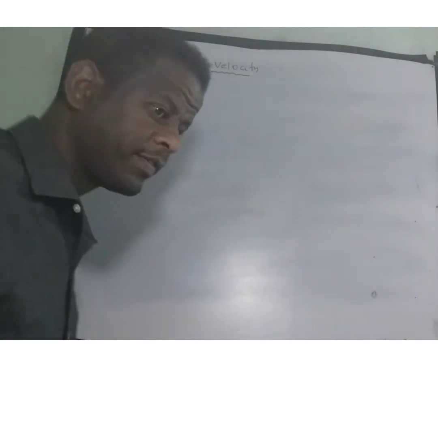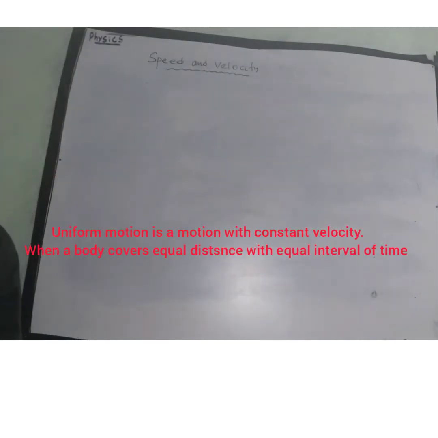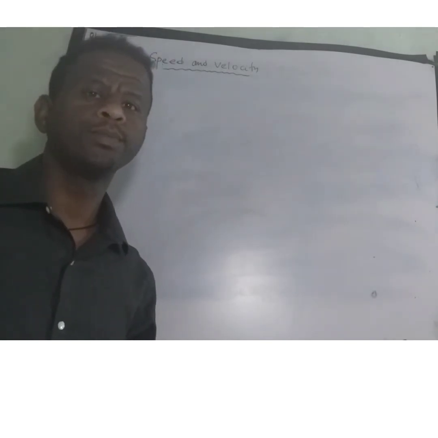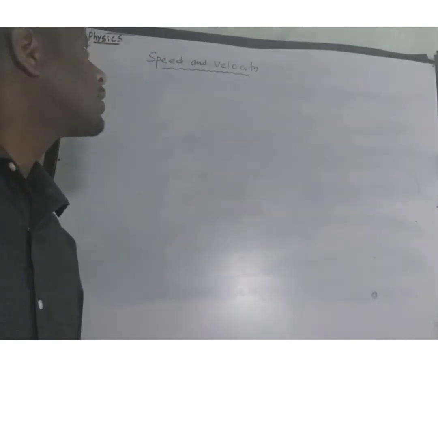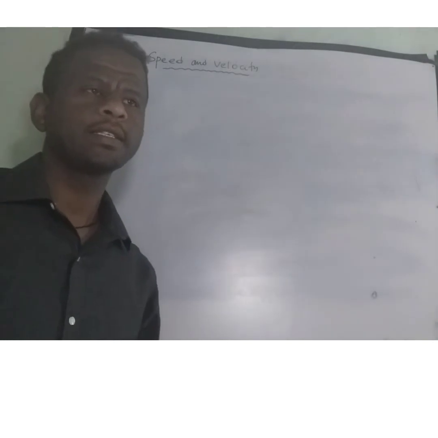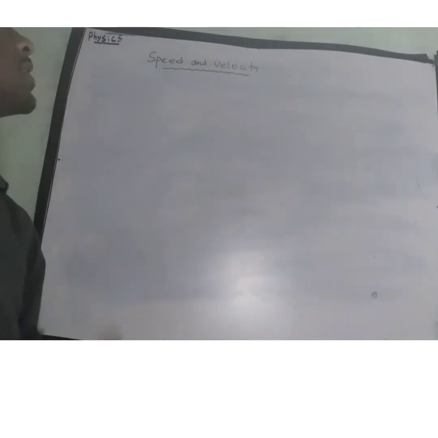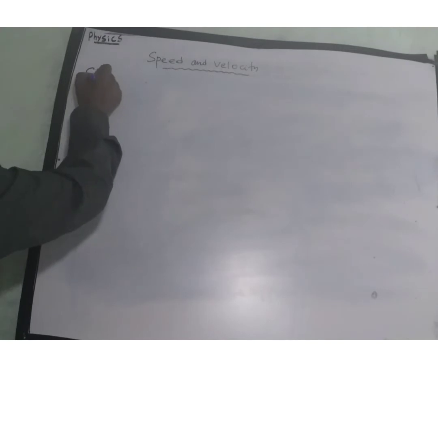In the previous video, we saw terms that describe uniform motion, and we saw distance and displacement. Now let's see speed and velocity. First, let's see what speed means.